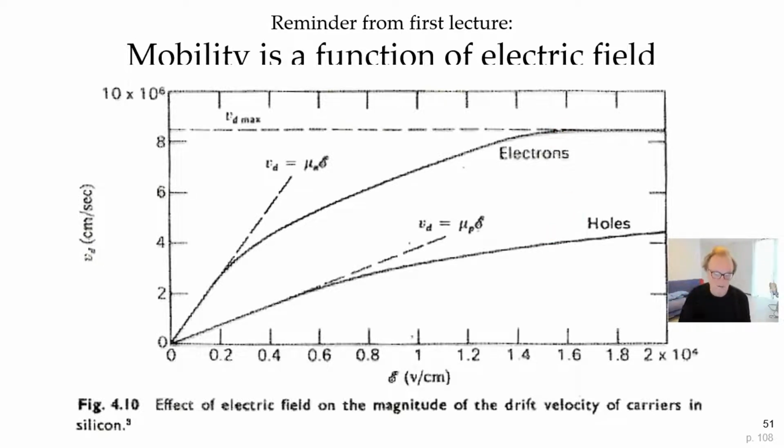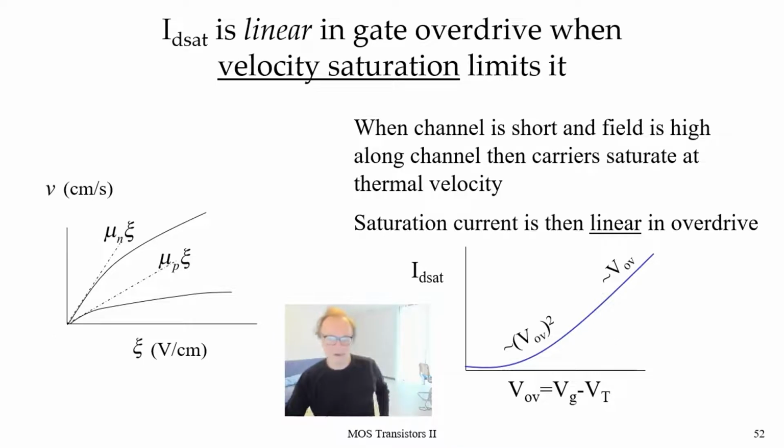And so that affects the above threshold current. If you really make a big electric field, a big drain source voltage or a big gate voltage, then the square relation is no longer true because the mobility is no longer constant. It gets smaller and smaller. And so what happens then is that ID sat becomes linear in the gate overdrive when velocity saturation limits it.